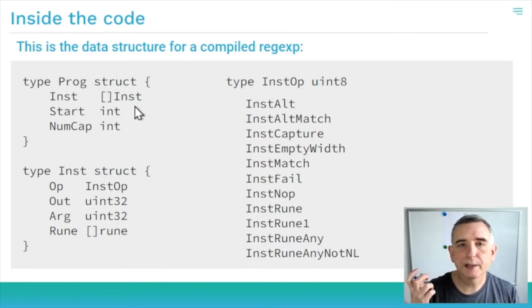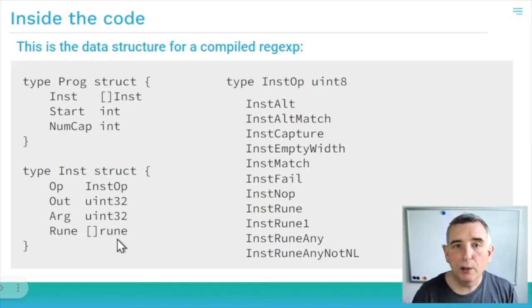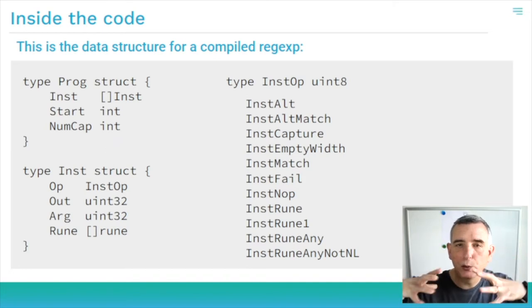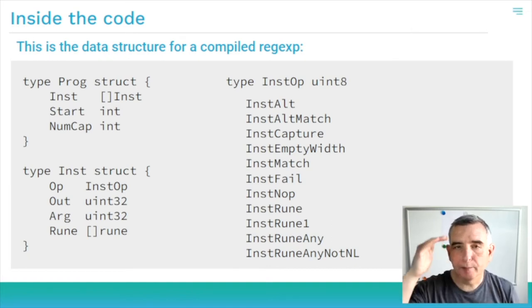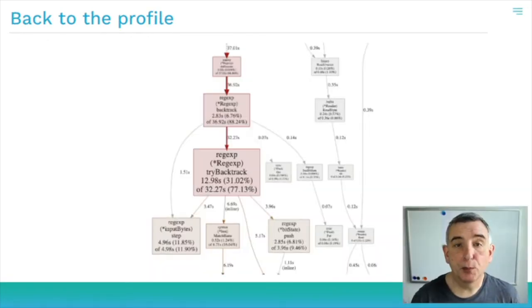So the program has, as I say, a slice of instructions and a starting point. Each instruction is here. It has an opcode. It has where it goes next and the runes that it matches. The opcodes on the right here, there's just 11 of them. Things like matching a rune, alternating between different cases. So everything you can express in the Go regular expression language gets encoded into these 11 instructions. And then when you call match on the regular expression, it will walk this little program and figure out if there's a match or not. So let's go back to that profile we saw earlier.